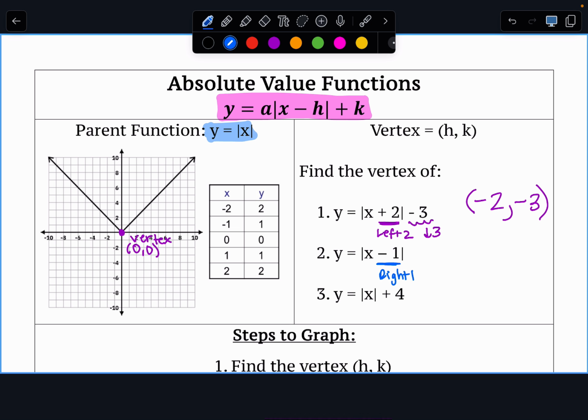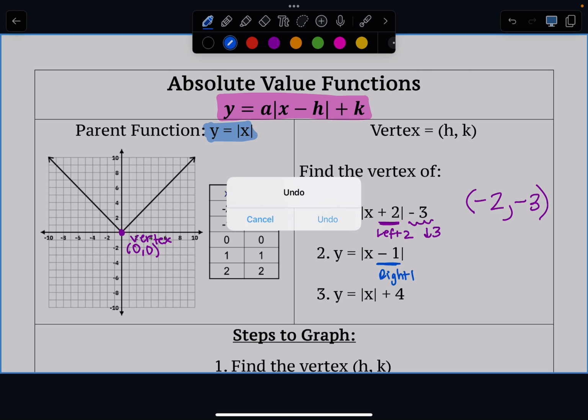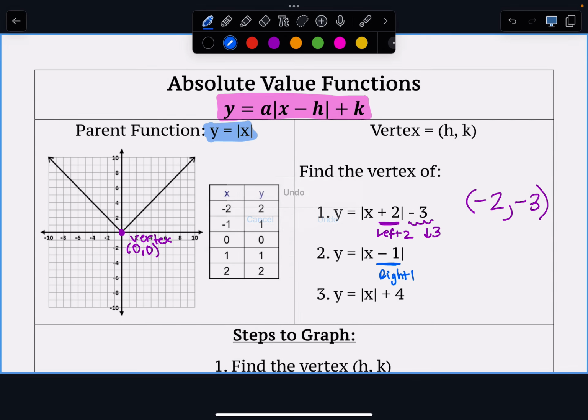It's opposite. Since this is x minus h, it's going to be opposite of what our brain wants it to be. X plus 2 means we're going left 2. X minus 1 means we're going right 1. So we go right 1, and then do we go up or down any? No. So (1, 0) is where our vertex is.